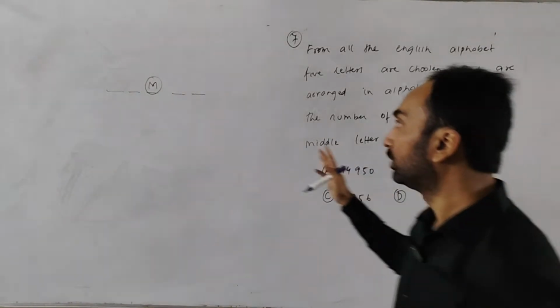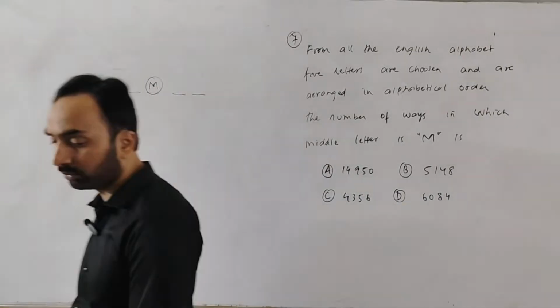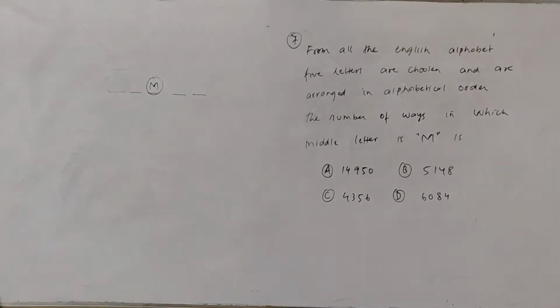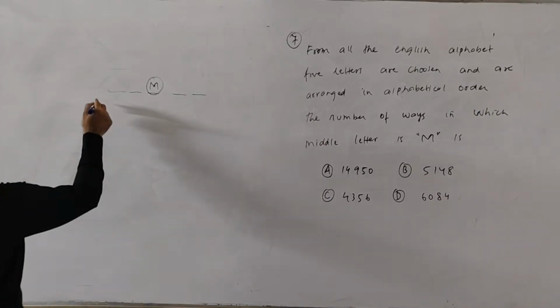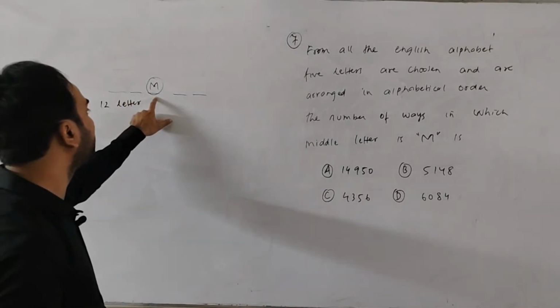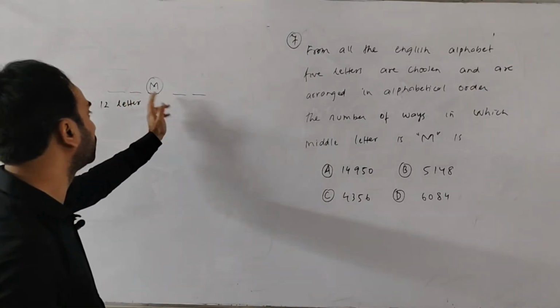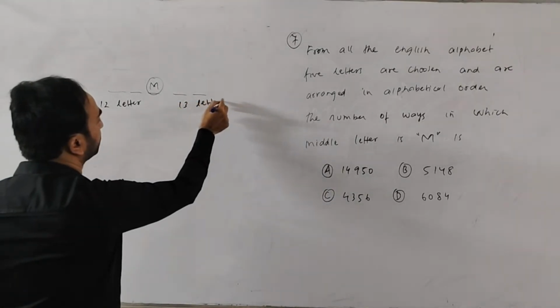Alphabetical order, right now. So how many options are available here? Before M, just count it: A, B, C, D, E, F, G, H, I, J, K, L, M. Before M, 12 letters are coming, A to L, right? So I have 12 letter options. And this one is 13, and obviously we have 26 in total. So here there are 13 letter options.